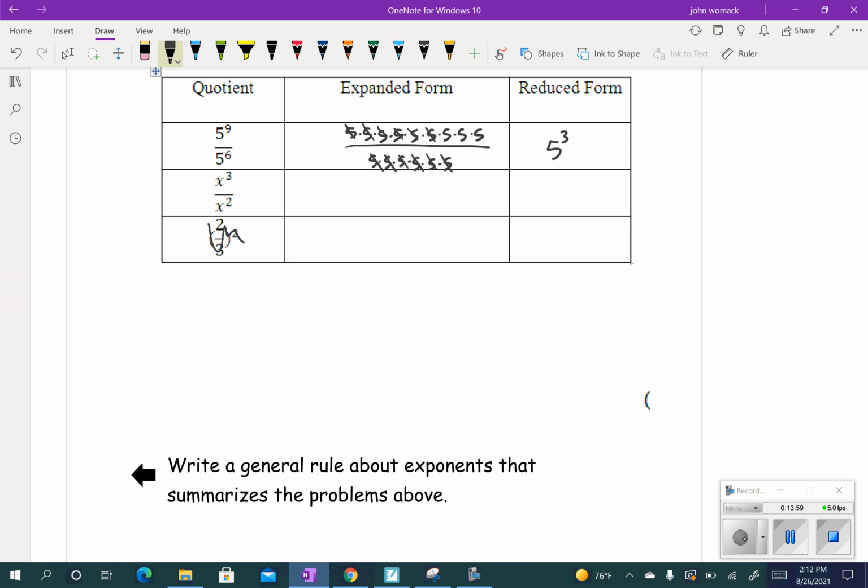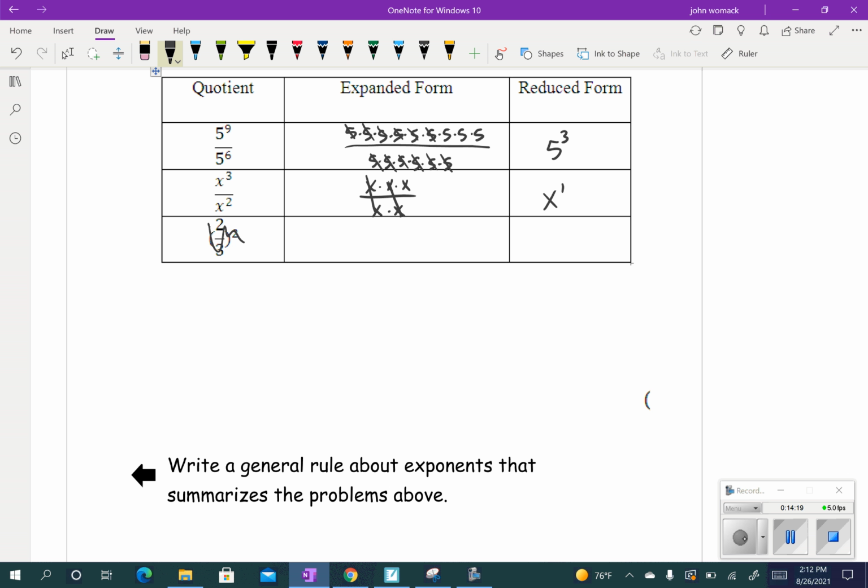Okay, we're going to skip that last example, but let's do the x cubed over x squared. So x cubed, x times x times x, x squared, x times x. Okay, it reduces, I'm left with an x to the first power. So think about what happens there.